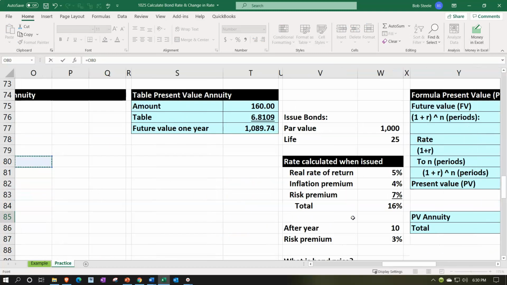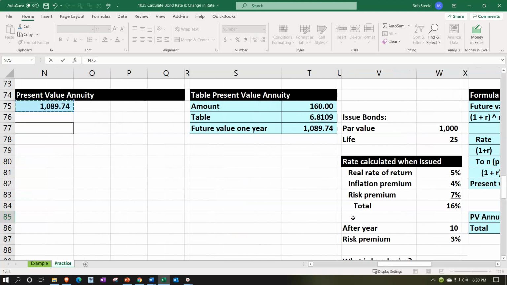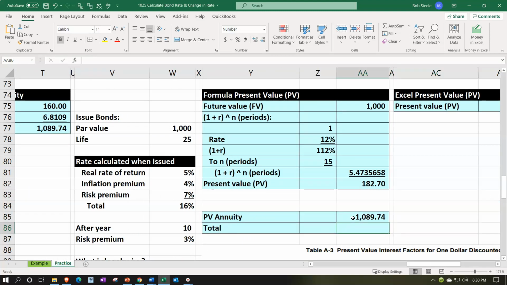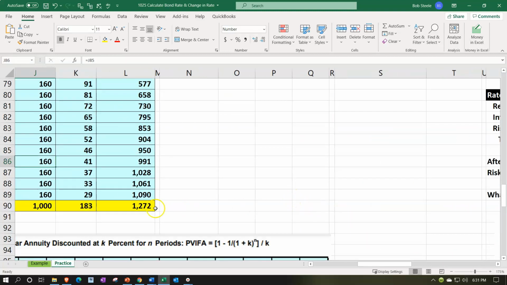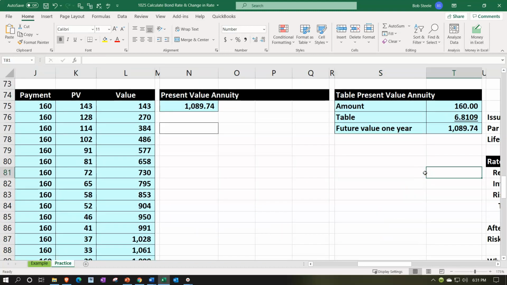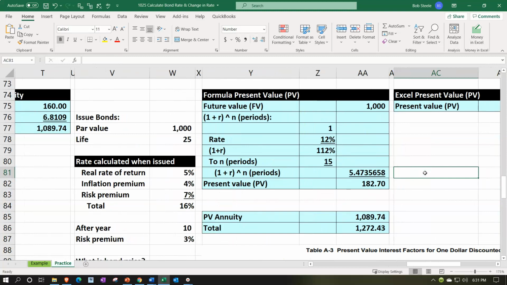On the annuity side of things, we were at the 1089.74. So if we then take this 182.70 plus that number, we get to our end result, the 1272.43, which should match what we got over here, 1272 about, right, because it's rounded there. And that then, once again, is the price that we would come to at the end of the day. And notice it's higher than the 1000 because now the market rate is less than the rate on the bond.